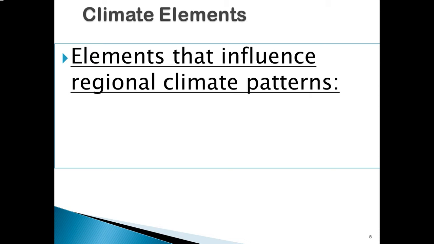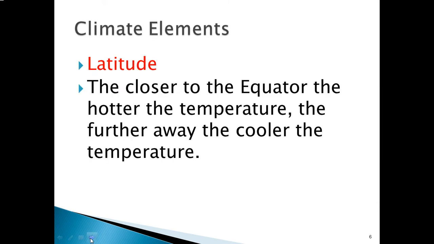There are also elements that influence climate. There are going to be 5 elements that you're going to be creating a Go, also known as a graphic organizer, for in your notebook. The first one is latitude. Latitude is important because the closer you are to the equator, the hotter the temperature. The farther away from the equator, the cooler the temperature.